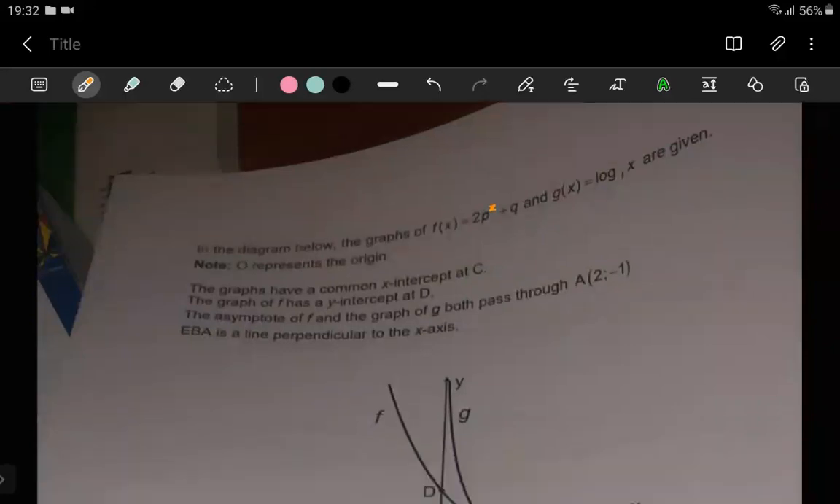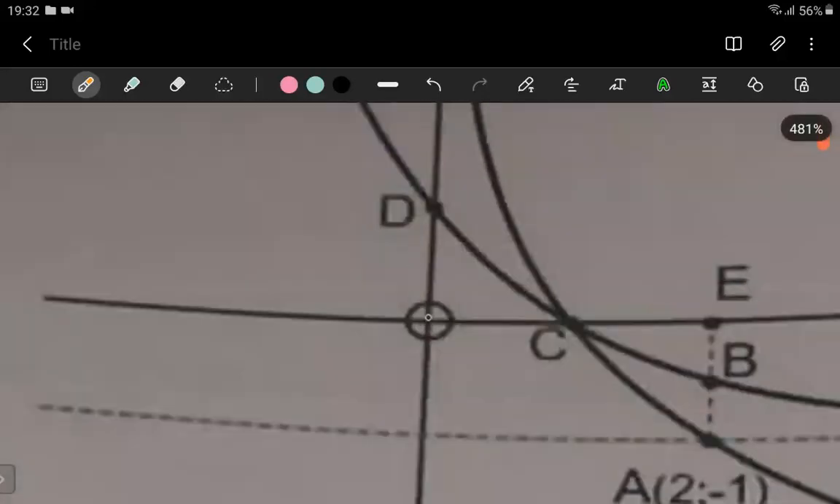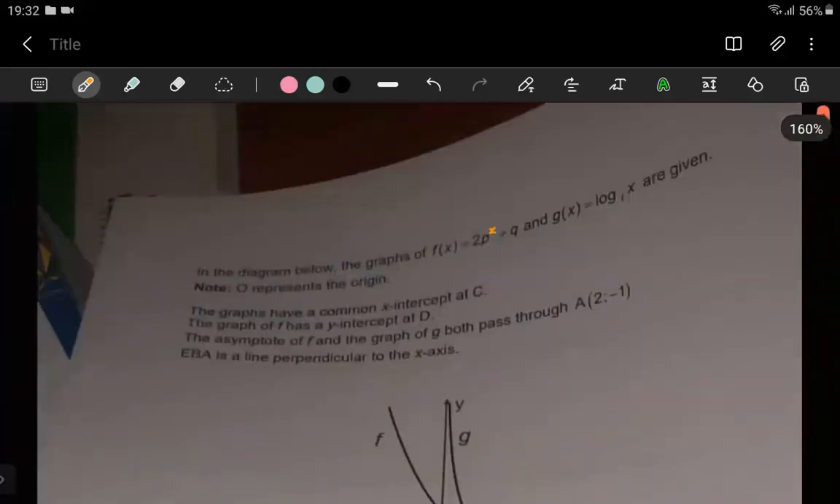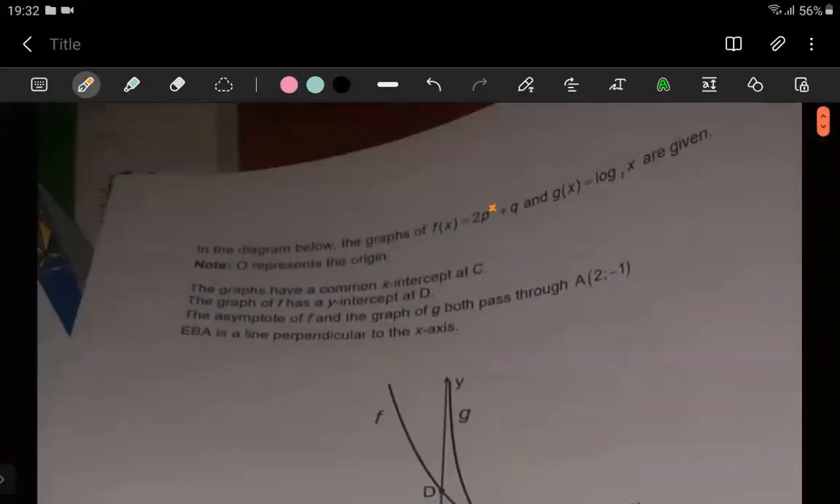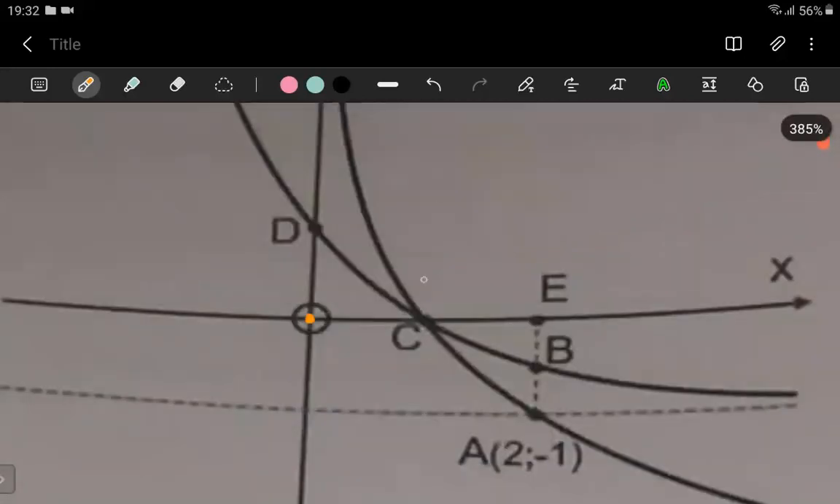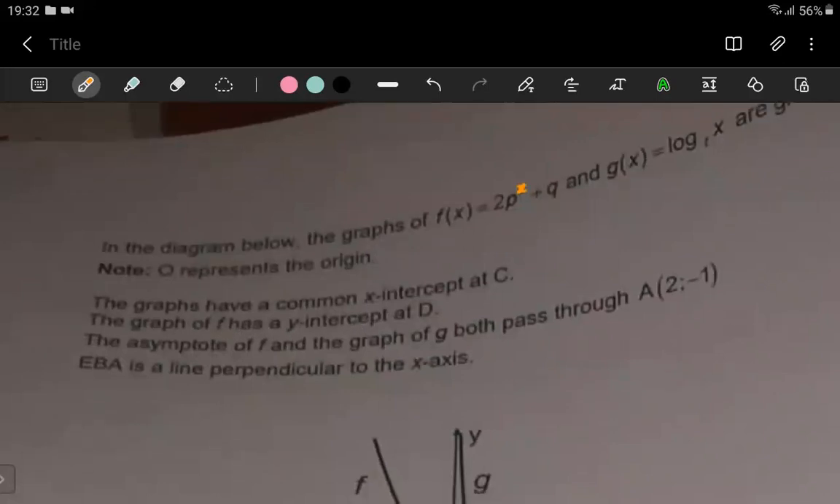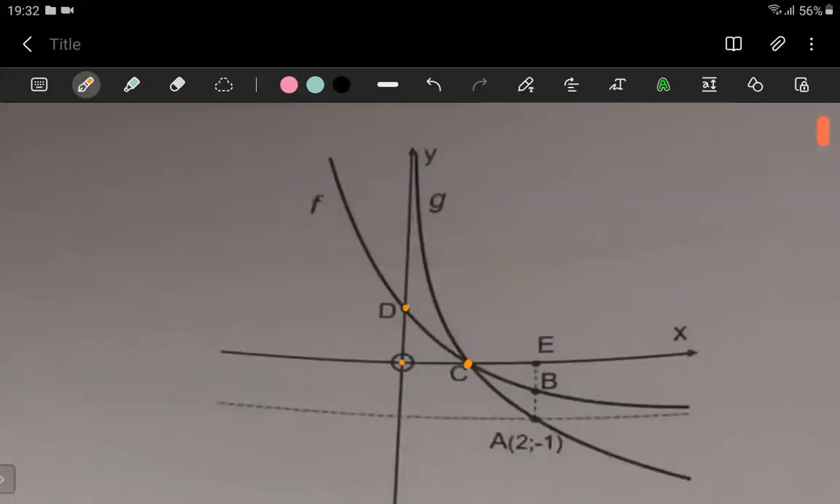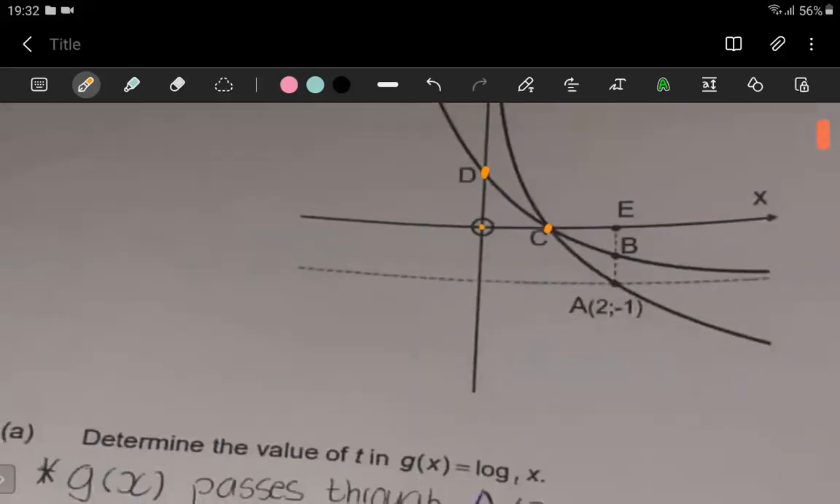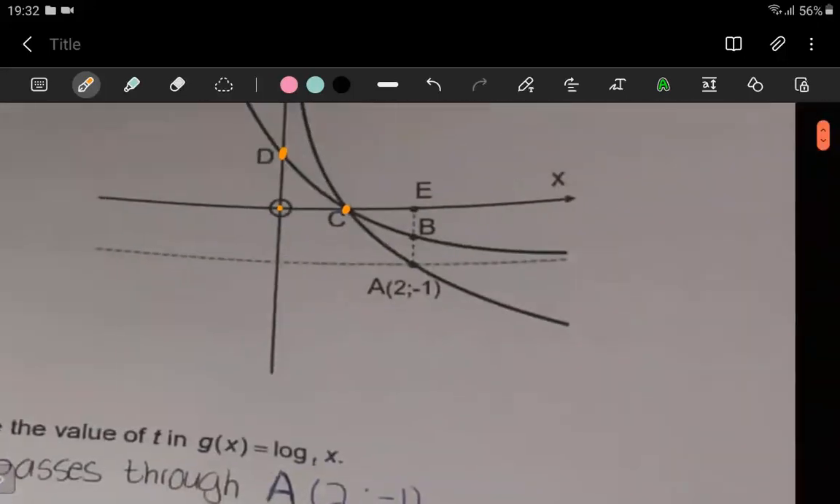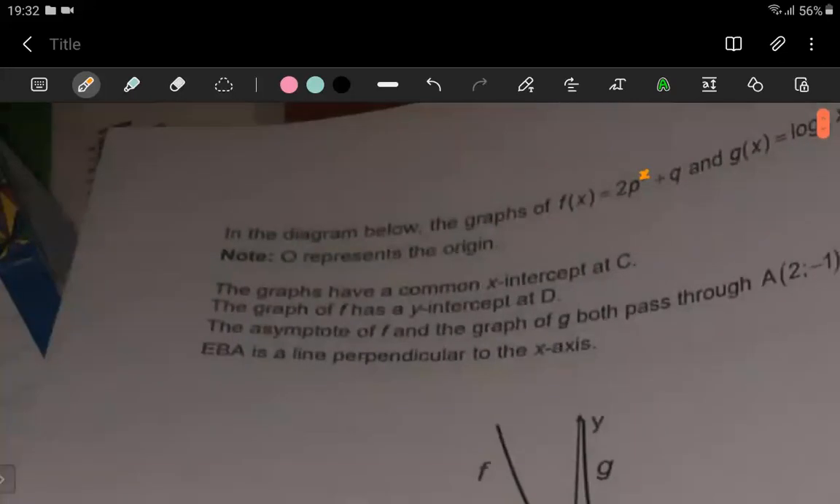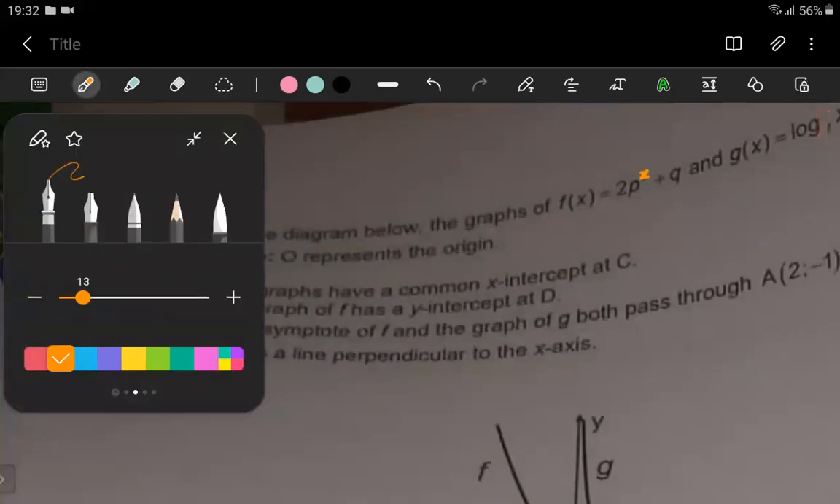So they said here, two graphs given, O represents the origin. And then the graphs have a common x-intercept. And the graph of f has the y-intercept d. The reason we're reading what we're reading here is because whatever information they've given us, if we do get stuck, this is where we're going to come back to.